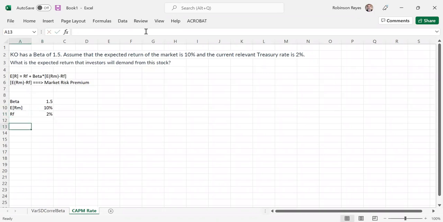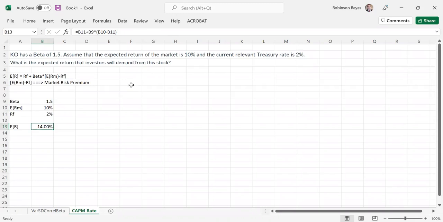So now let's just use the formula. It will be the risk-free rate plus beta times, and don't forget to open a parenthesis here, the expected return of the market minus the risk-free rate. So in this case, the return that investors are going to require according to the capital asset pricing model for Coca-Cola is 14%. And we can calculate this once we already know the beta, the expected return of the market, and the risk-free rate.